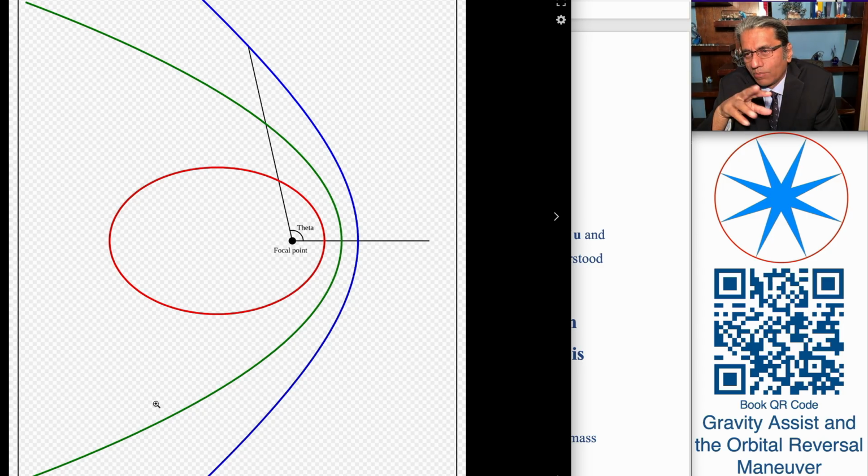So even a parabola is unbound, so it will not actually orbit the celestial body, but it will keep going away. And the hyperbola is when it is not captured and it just experiences a change in direction, and it may experience a change in velocity.